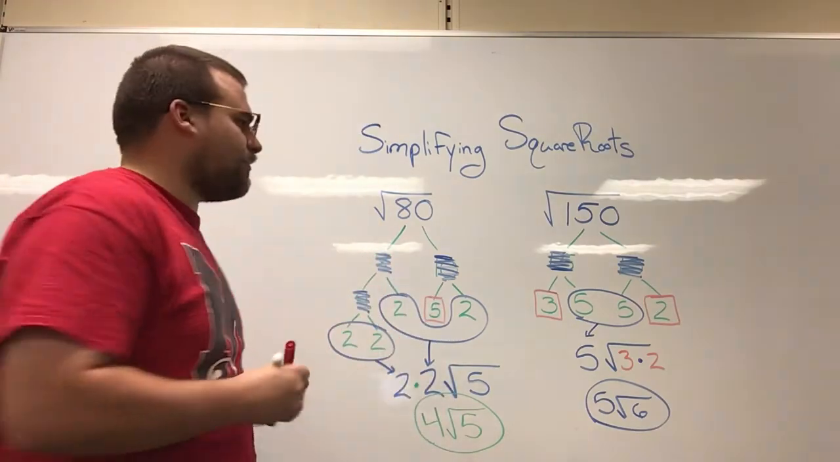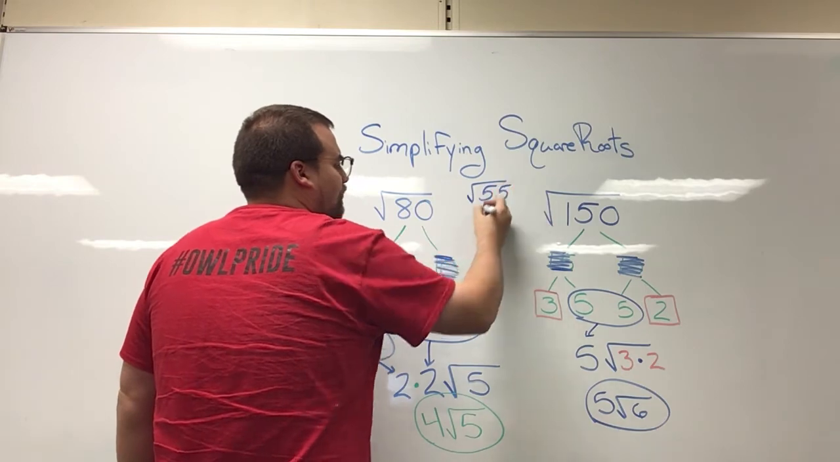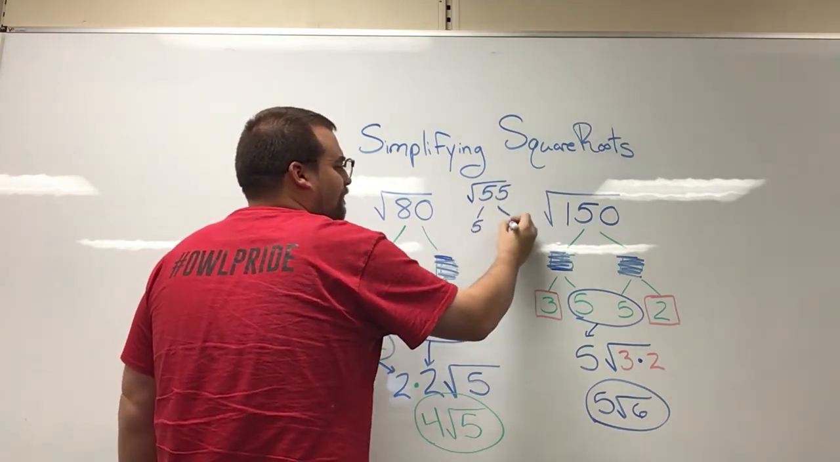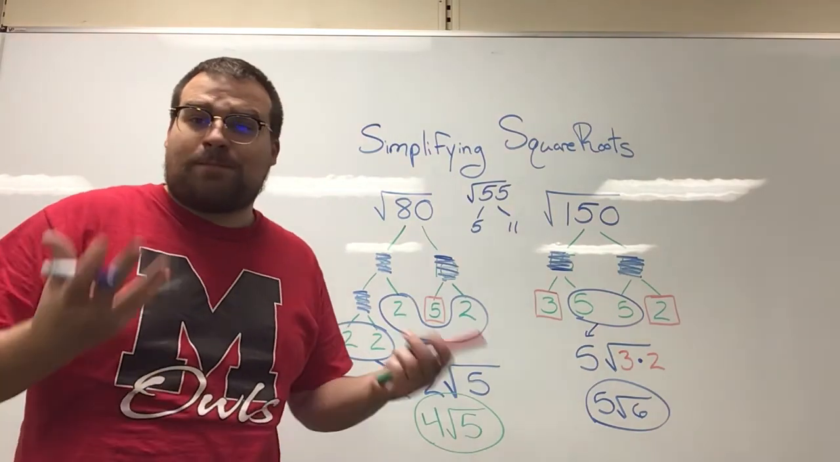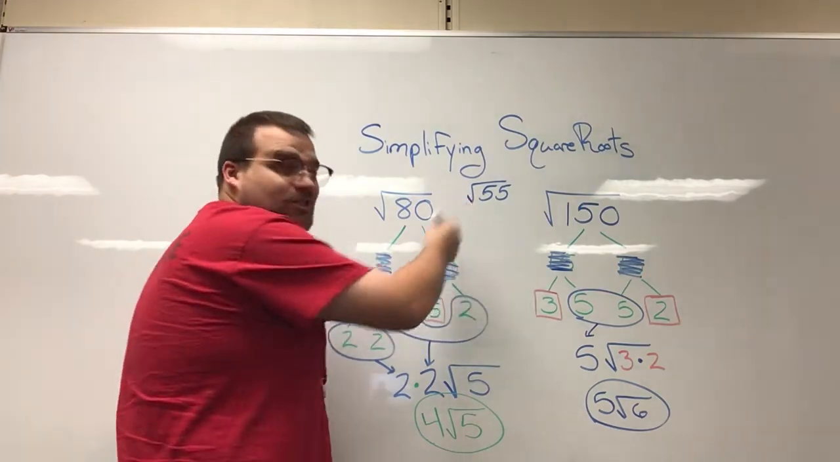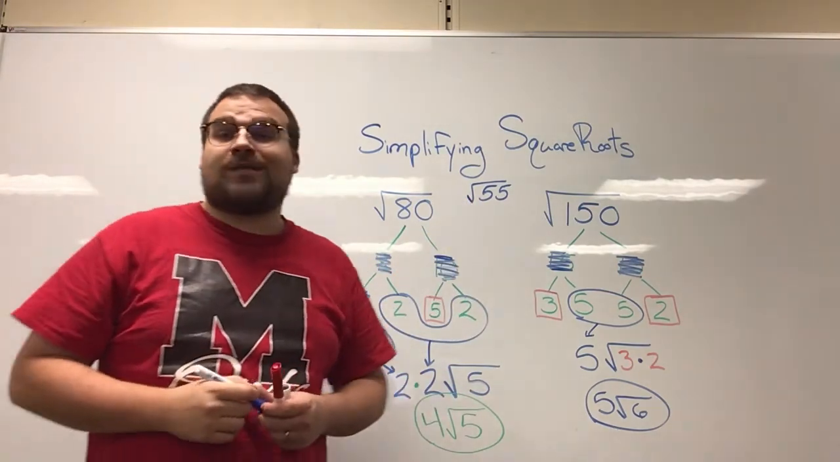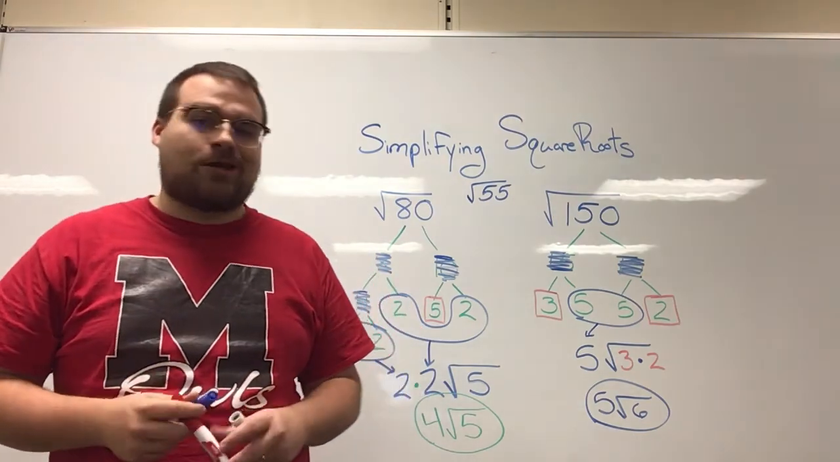A quick example of that is something like the square root of 55. Well, that only breaks down into 5 and 11. It doesn't go any farther. Those obviously aren't the same number. We don't have a pair. In that case, that just is simplest form. Nothing else we can do about it. It doesn't happen often, but it can come up.